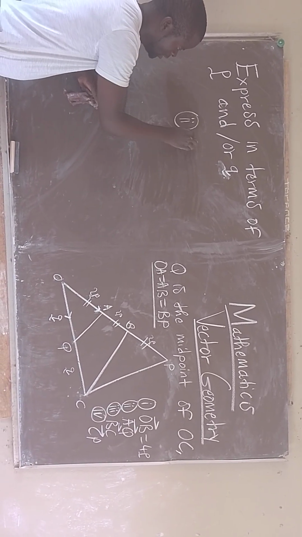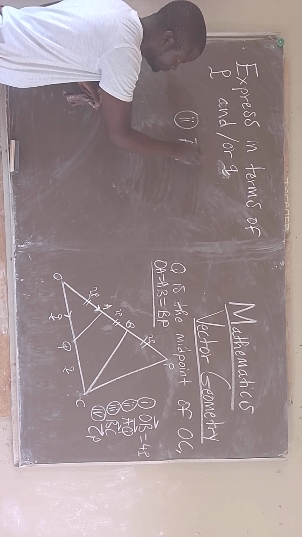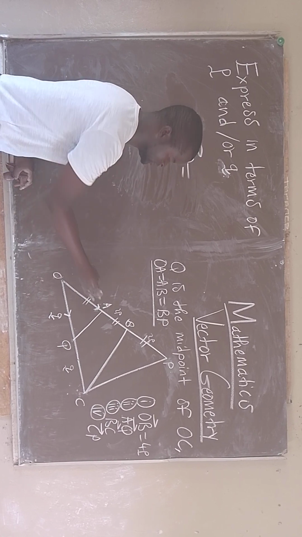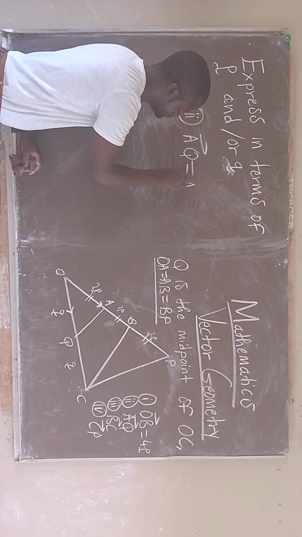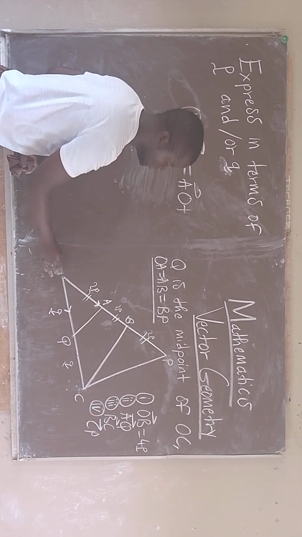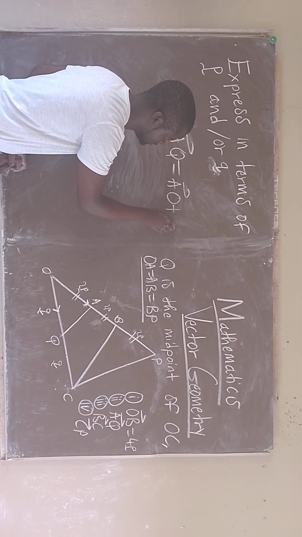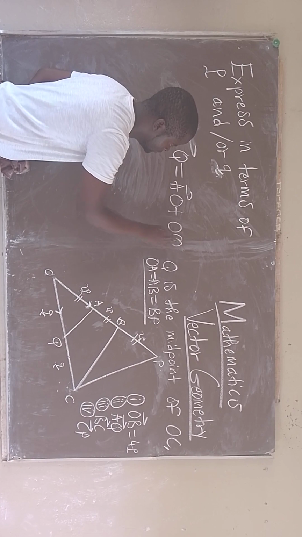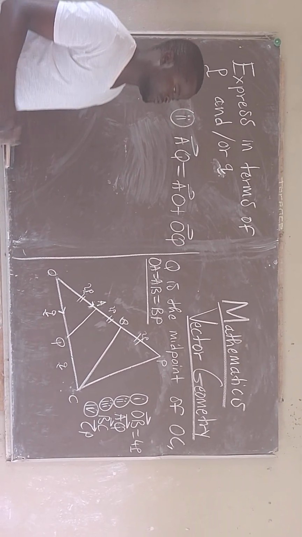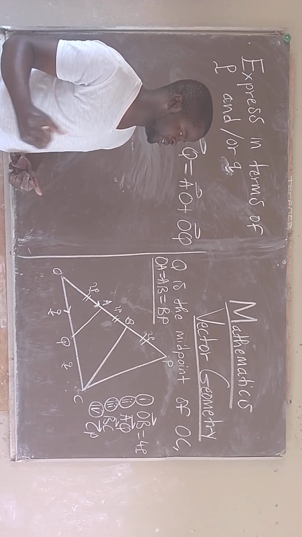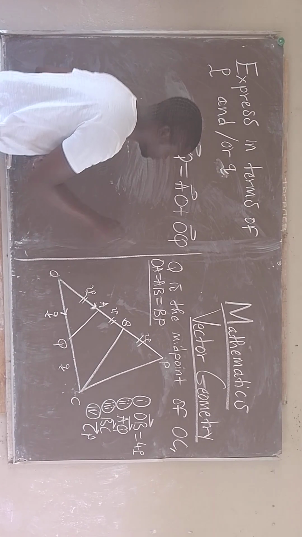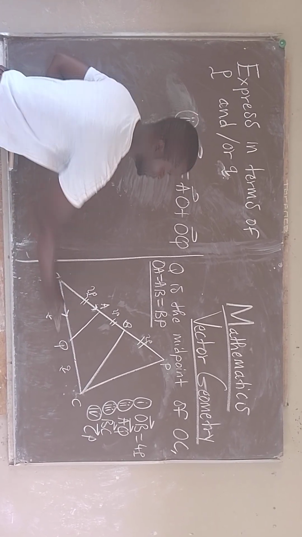Roman numeral 2, AQ. We are moving from point A going to point Q. Here we are going to say AO plus OQ. AO plus OQ. So this is the route that we are going to create. If we want to find the expression in terms of vector P or vector Q for AQ, we need to say AO plus OQ.